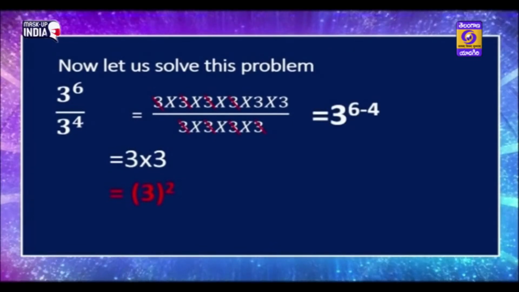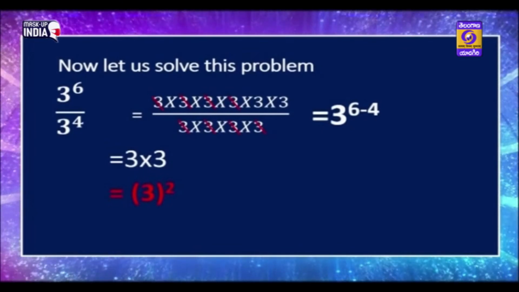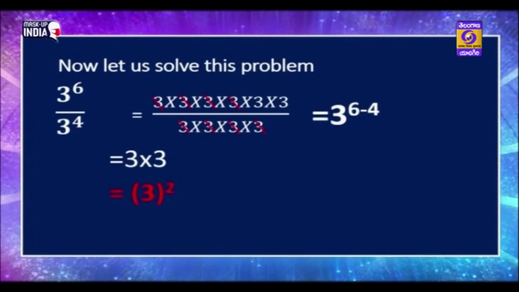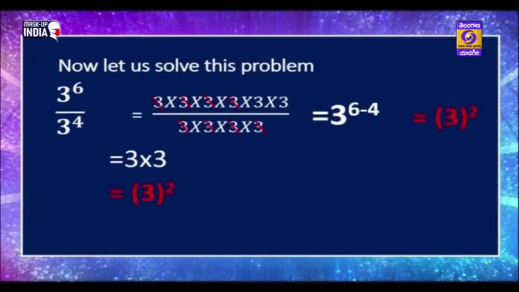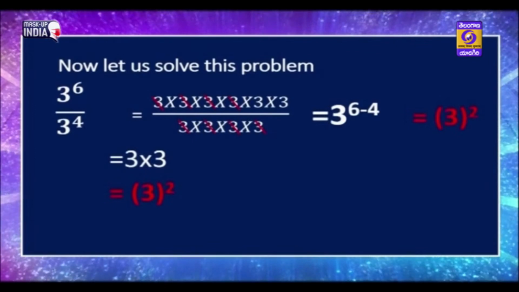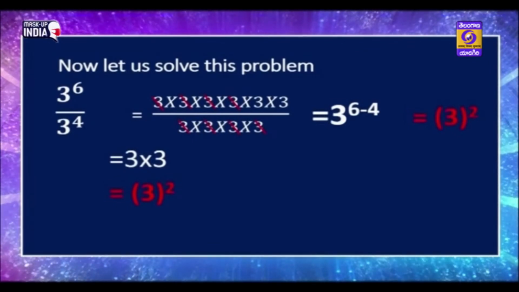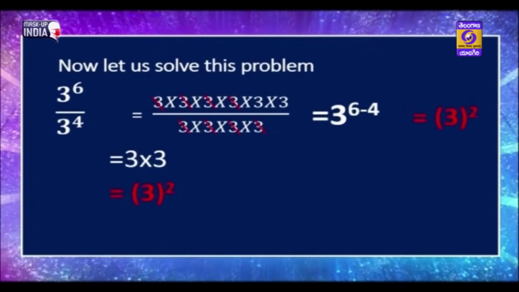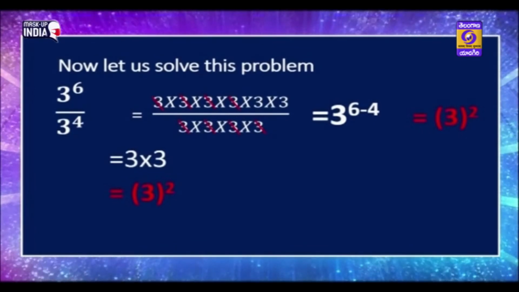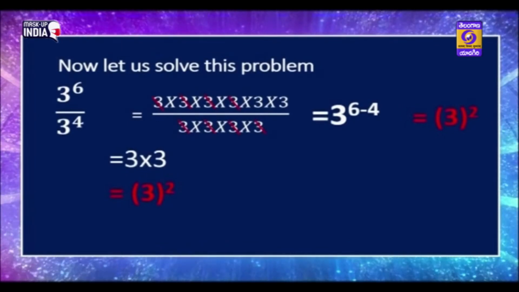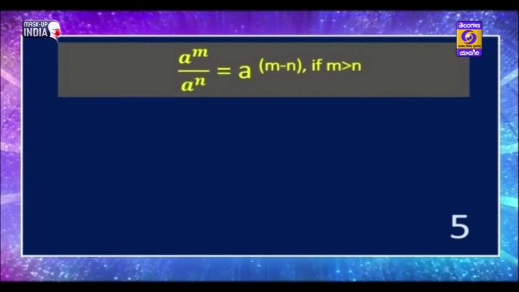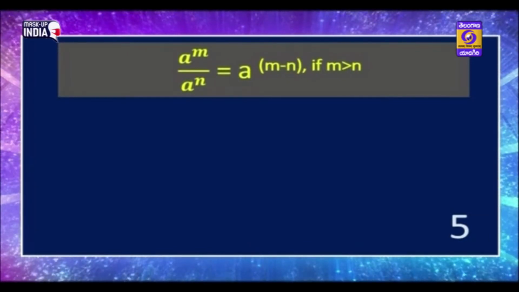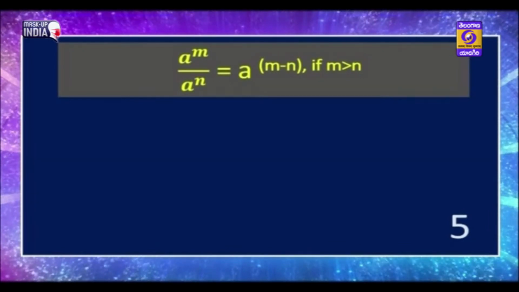Now look here. How did you get the 2 here? You can write it like 6 minus 4 also. That is equal to 3 to the power of 2. So here 3 to the power of 2 and 3 to the power of 2 both are equal. So the bases are equal. The base is 3 here, and the powers will subtract, 6 minus 4. You will get 2. Now the second law, a to the power of m by a to the power of n is equal to a to the power of m minus n, if m value is greater than n.